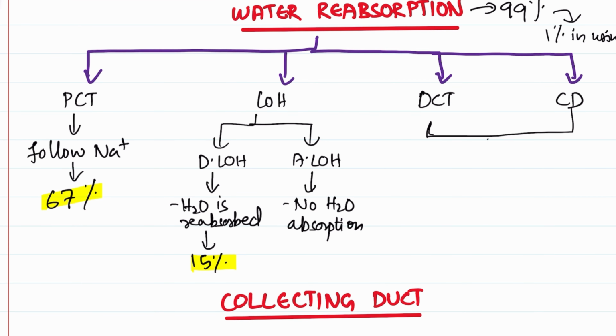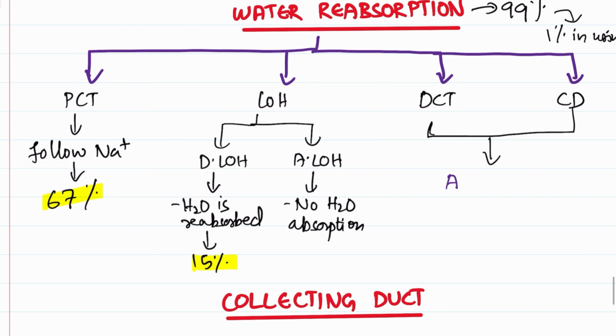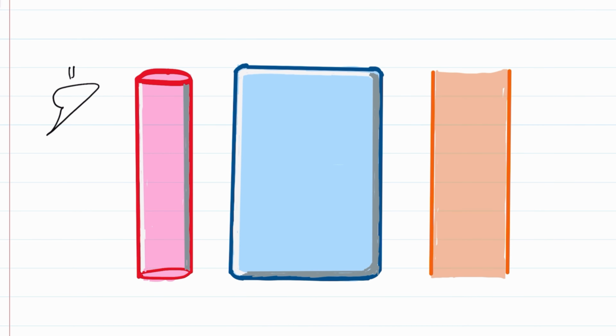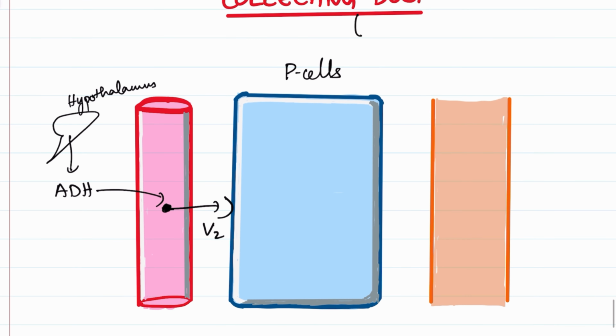In the distal convoluted tubule and the collecting duct, however, water does not follow the sodium. Instead, it is dependent on a hormone, and that is ADH, the anti-diuretic hormone. Just like aldosterone regulating sodium reabsorption, the anti-diuretic hormone will regulate the water reabsorption in the late part of the DCT and in the collecting duct. So what happens? Here we have our hypothalamus, and the posterior part of the hypothalamus produces the ADH hormone, and this anti-diuretic hormone acts on the V2 receptors present on the P cells of the collecting duct. In collecting ducts, we had said that P and I cells are present. The P cells are responsible for the sodium reabsorption and the reabsorption of water as well.